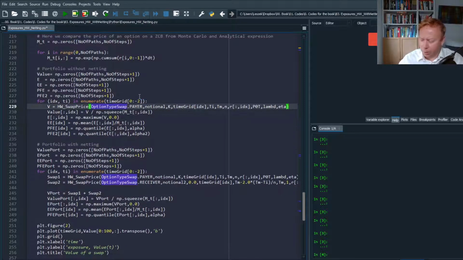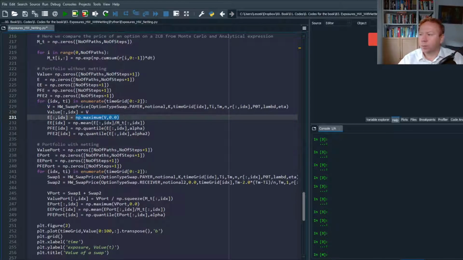I just realized we have a small mistake here because the discounting here should not take place, because this value of a swap is already expressed at time ti. So this means this is a value at time ti. We don't need to discount it to today. It is just a value at time ti. Then this is exactly what it should be.